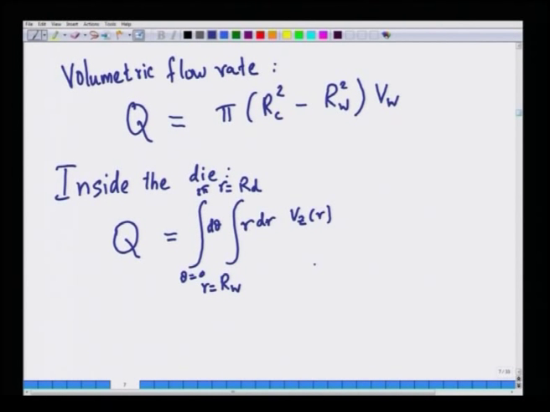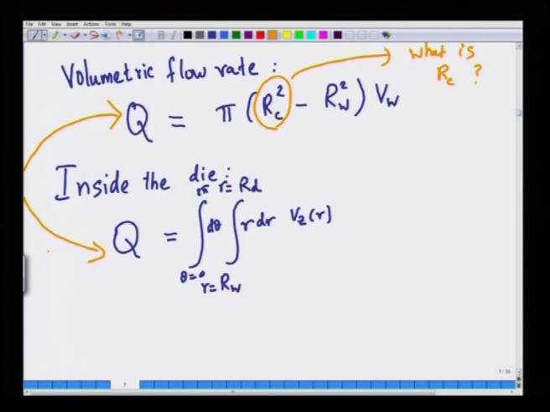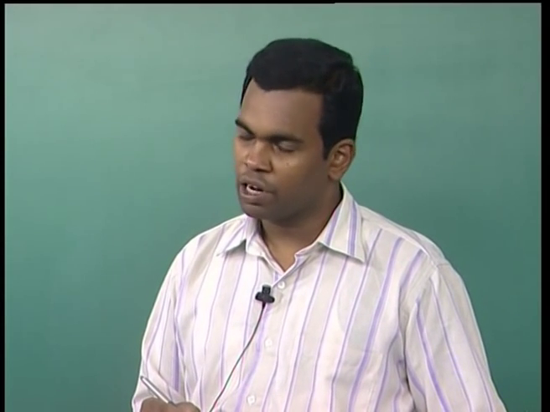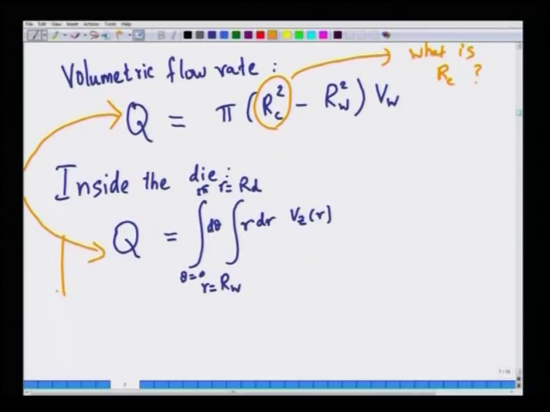Our goal is to find a relation for R c, to find what is the coated radius. So, the strategy for our solution is to equate, at steady state, the volumetric flow rate inside the die with the volumetric flow rate that comes out of the die far away downstream. At steady state, mass conservation says that these two Q must be the same. At steady state, Q in the die is Q at the downstream section.